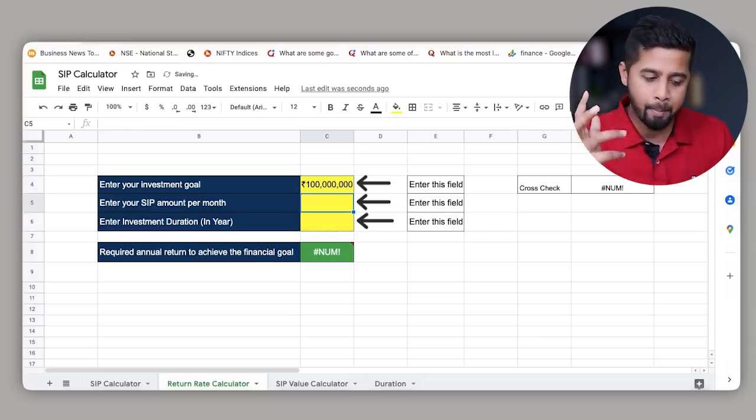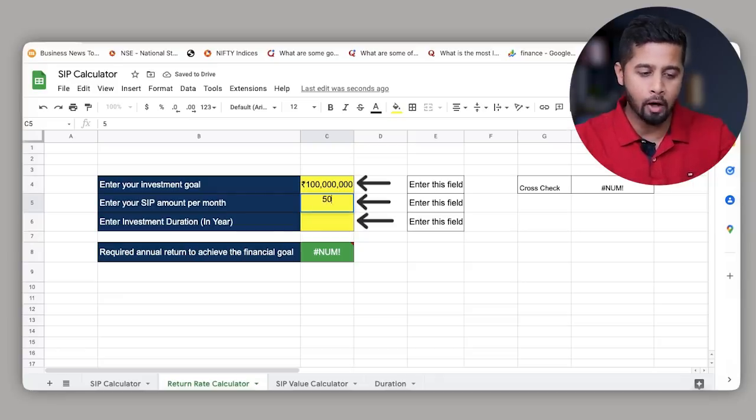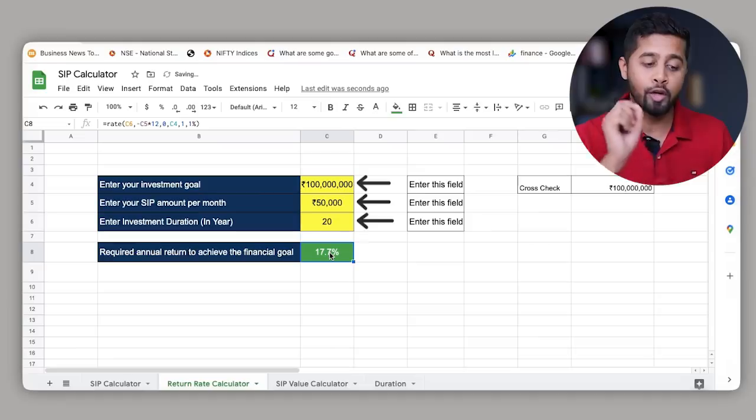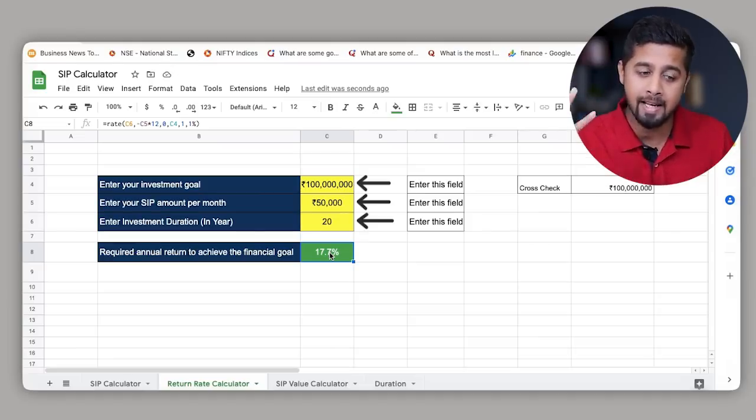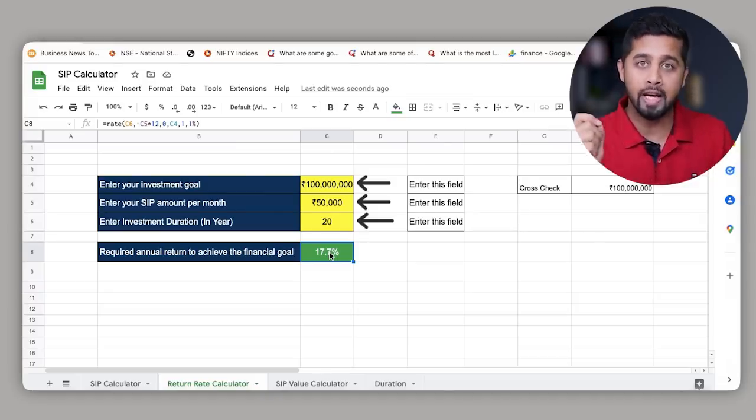And then your SIP amount, let's say you want to invest 50,000 a month. And let's say you want to invest for the next 20 years. Now if you hit enter, you would need a return of 17.7% on a CAGR basis to achieve your corpus of 100 crore. Now obviously 17.7% is not easy to achieve. So either you need to increase your SIP amount or you need to increase your investment duration.